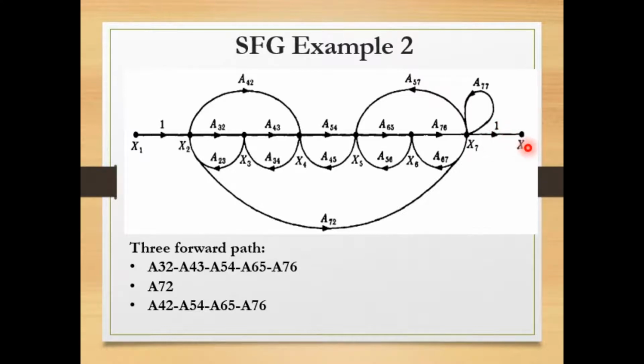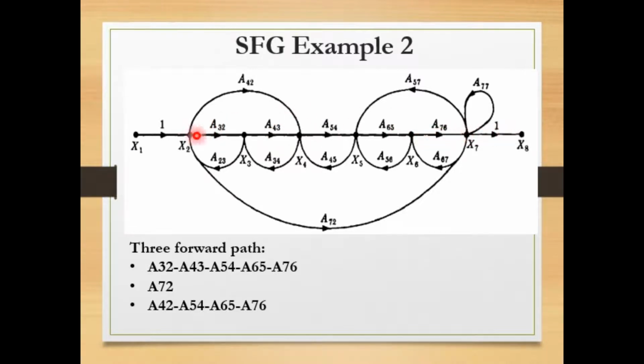And so which are the forward paths? The forward path is along x1, x2, x3, x4, x5, x6, x7, x8, which has a gain of 1 into A32 into A43, A54, A65, A76. So this is the first forward path.